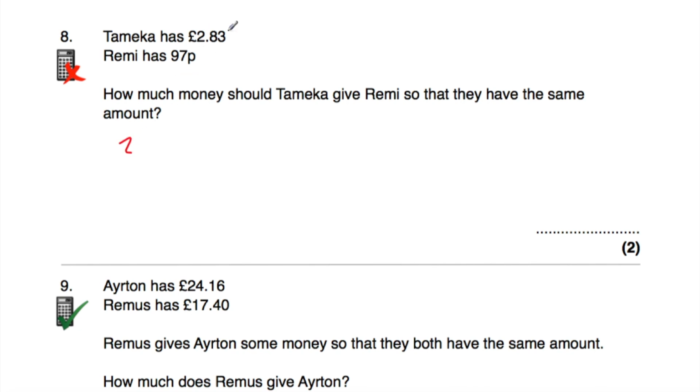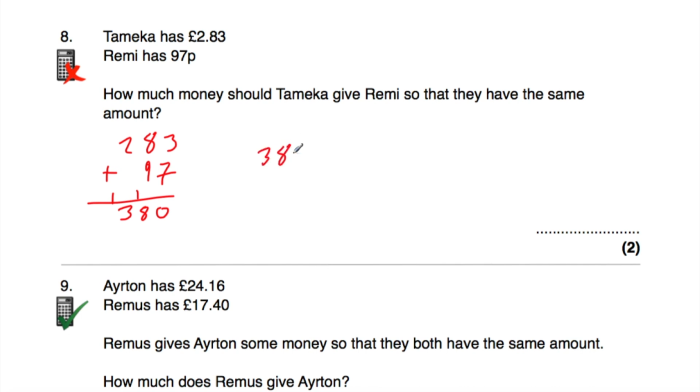So let's take the £2.83, which is 283p, and add 97p and see how much money they've got in total. 3 plus 7 is 10, so put the 0 down, carry the 1. 8 plus 9 is equal to 17, plus 1 is 18, so put 8 down, carry our 1. And 2 plus 1 is equal to 3. So altogether, Tamika and Remy together have got £3.80.